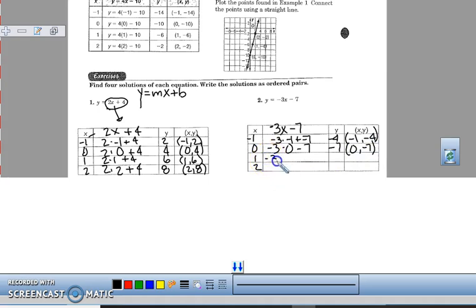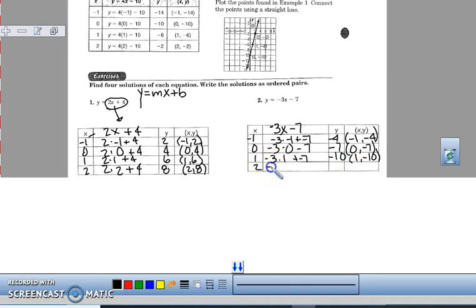I'm going to plug in negative 3 times 1 minus 7. That's negative 3 minus 7, which is negative 3 plus negative 7 if you change it, or you can just type it in the calculator like that. It'll do it for you. (1, -10) is my ordered pair.